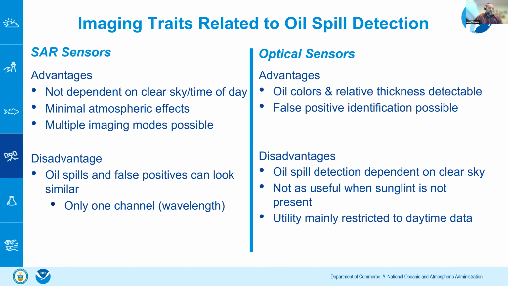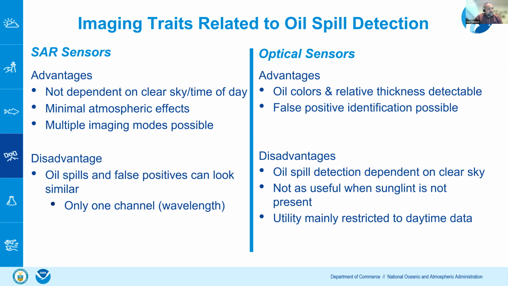Also, optical sensor data is not useful when sun glint is not present. So for instance, this time of year here in the Northern Hemisphere, the sun is still pretty far south. So if I have an image in the northern latitudes, there's a good chance I won't be able to detect any oil in it because deep ocean water can be dark. It'll be dark blue or black, and I won't be able to pick out a slick in that area.